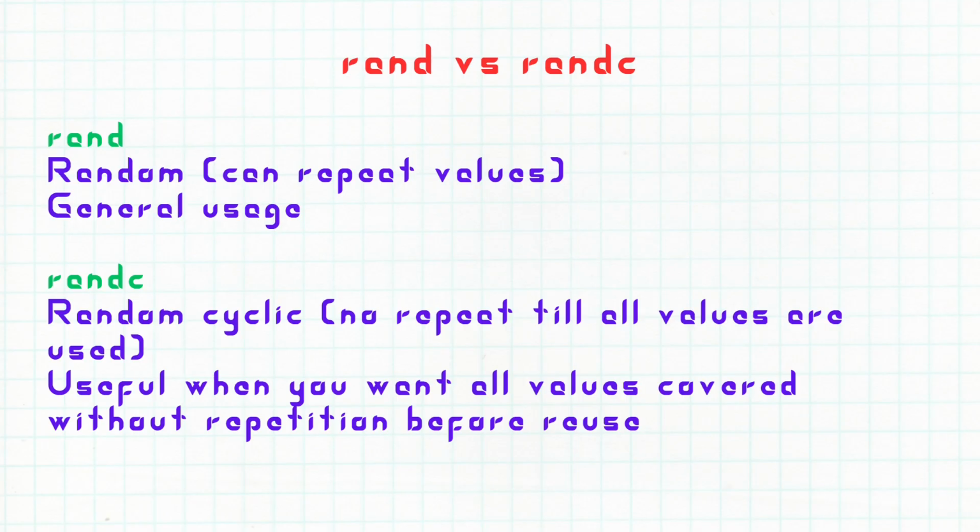So what is different between the two? So rand will just randomly generate it, means 3 can come many times, 1 can come many times if you are printing 1 to 10. But in randc, up till the whole 10 numbers is not printed, it will not repeat. So that's the only difference, and you can cover more coverage in randc if you use it.